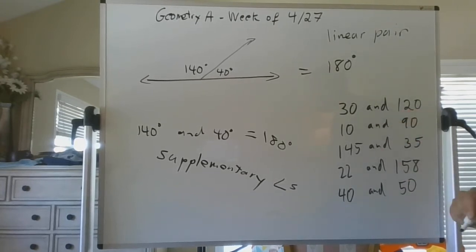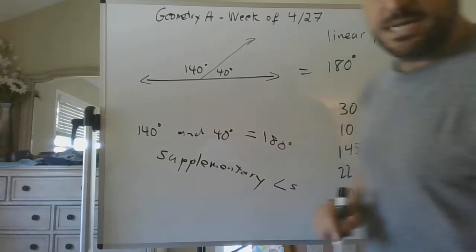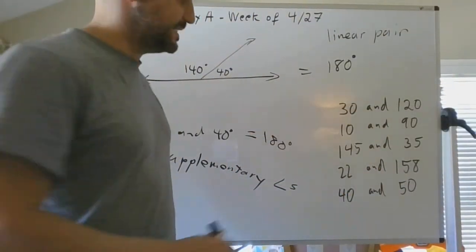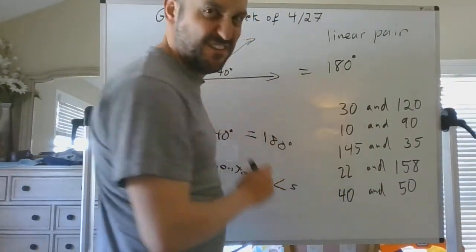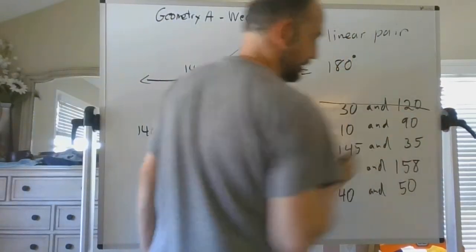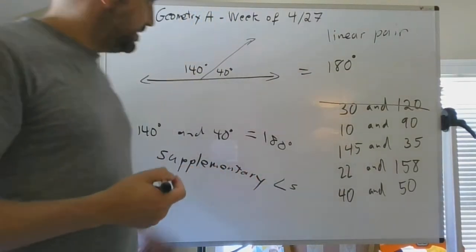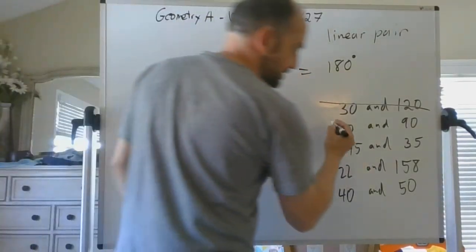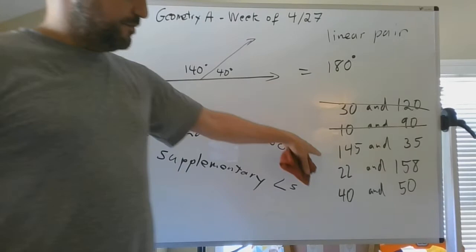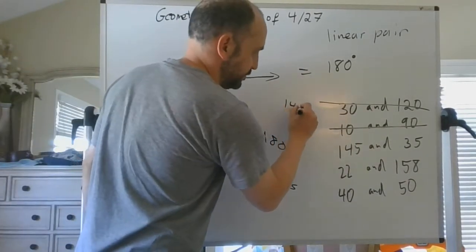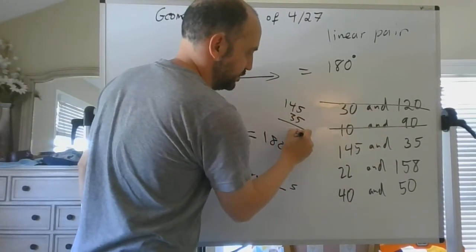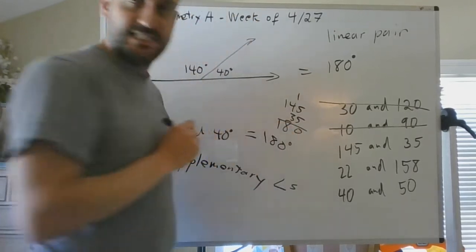30 and 120. Well, how do I know if they're supplementary? Let's add them up. We're going to add up 30 and 120. That's going to give us 150. That is not supplementary. Let's try this one. 10 and 90. That's going to be 100. Not 180. So that's not supplementary. 145 and 35. Let's see. 145 plus 35 is going to give us, yes, 180.